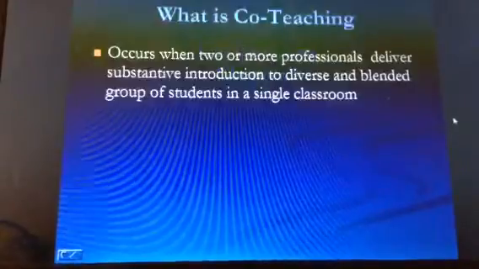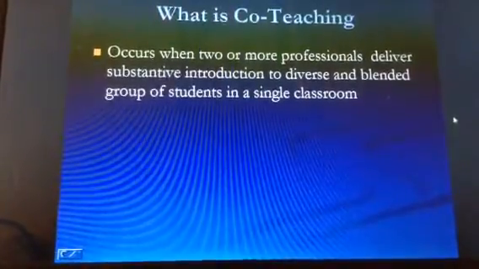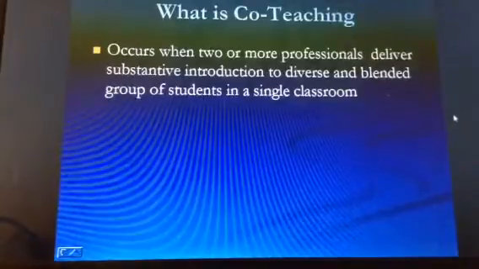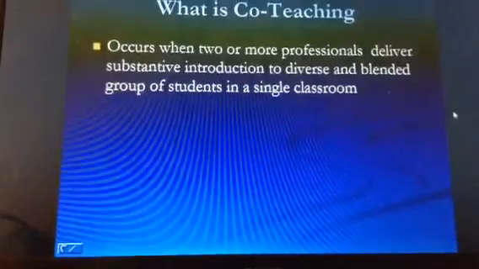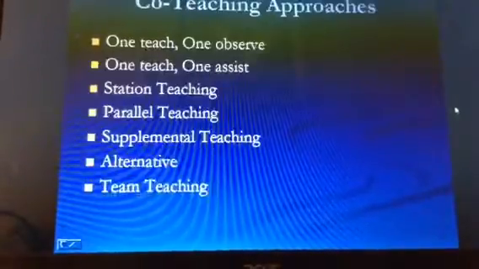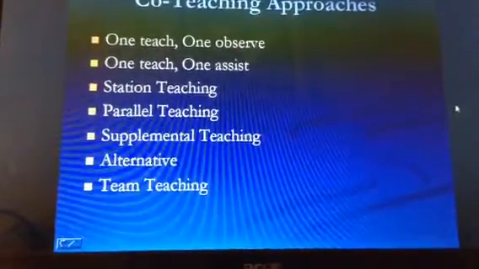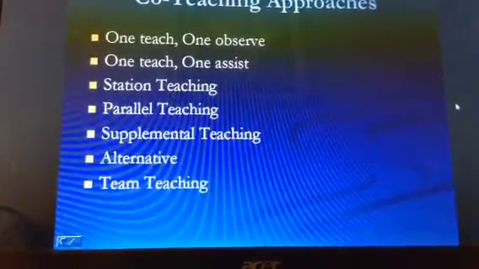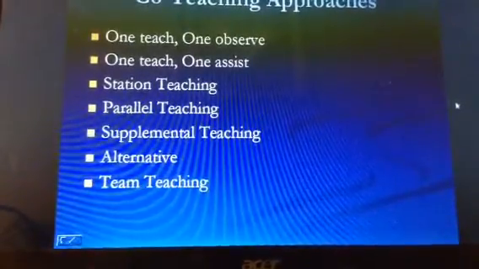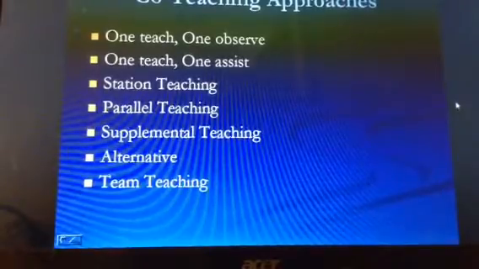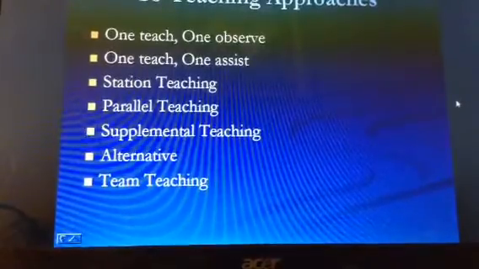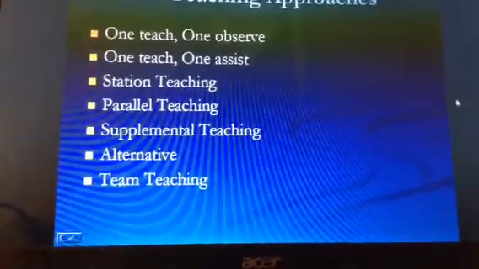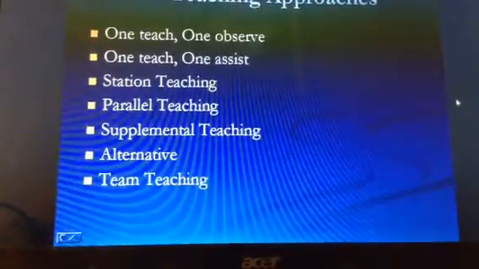Co-teaching, Chapter 7. What is co-teaching? This occurs when two or more professionals deliver substantive instruction to diverse and blended groups of students in a single classroom. Co-teaching approaches. The first one is one teach, one observe. This is when one teacher has primary instructional responsibility while the other gathers specific observational information. And then one teach, one assist. It's when one teacher has primary instructional responsibility while the other assists the students with their work.